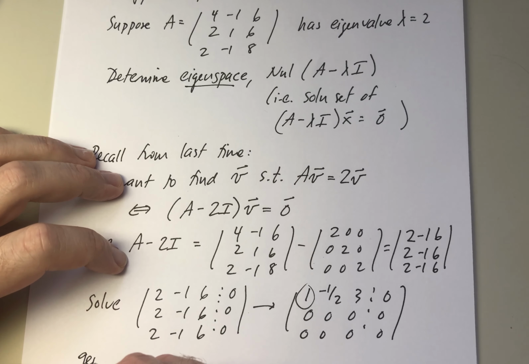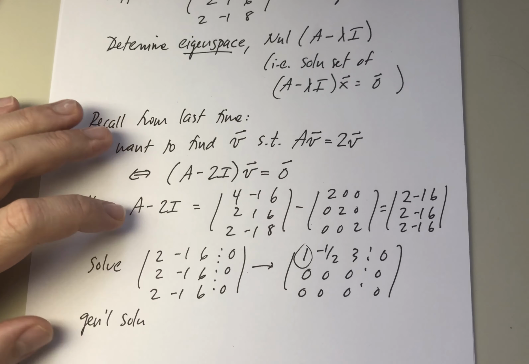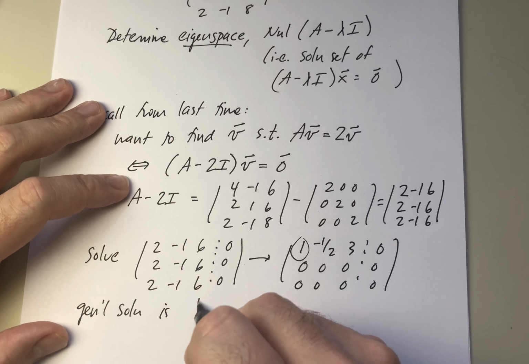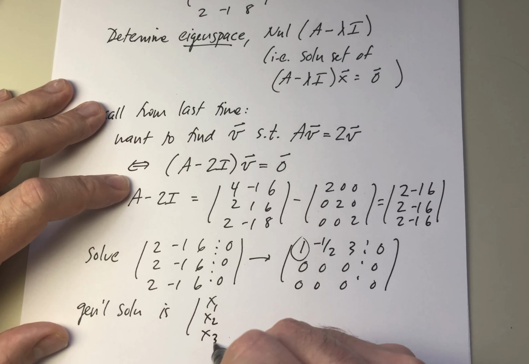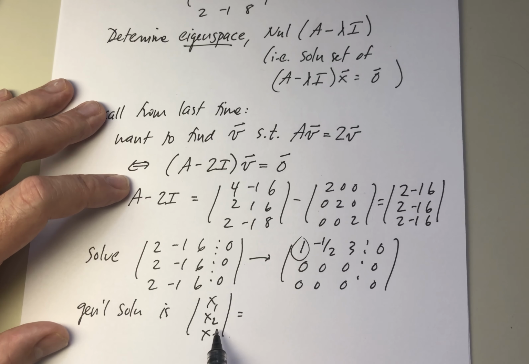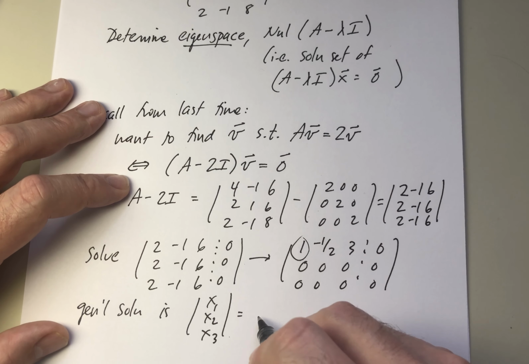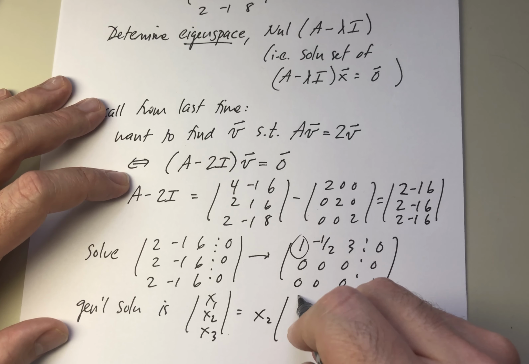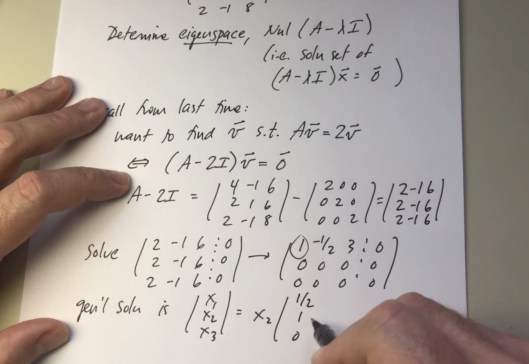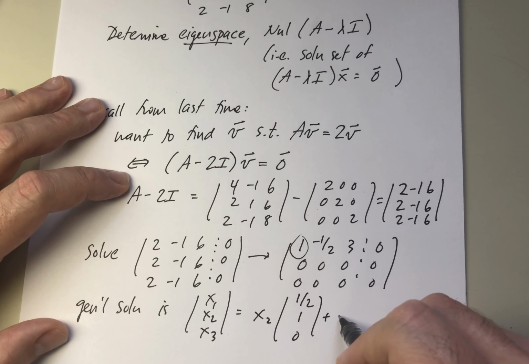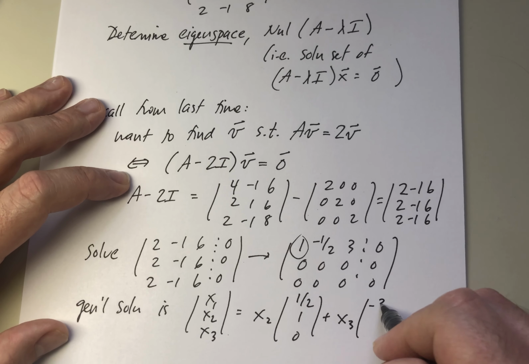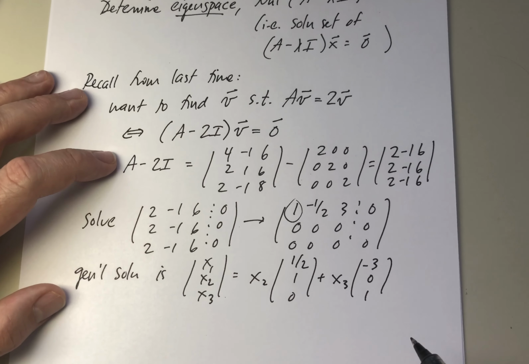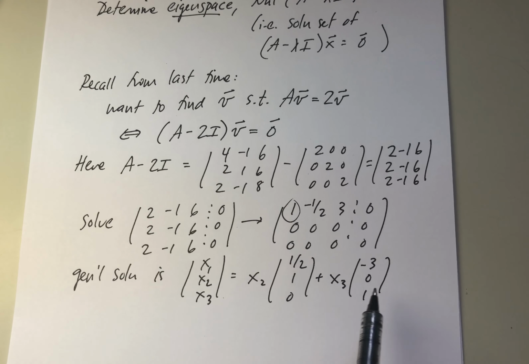So the general solution to the homogeneous system has 3 entries in the vector, and x2 and x3 are both free. When you do your usual vector parametric description, this will be x2 times (1/2, 1, 0) plus x3 times (minus 3, 0, 1). Again, that's the general solution, or the parametric description of the general solution of the homogeneous system.